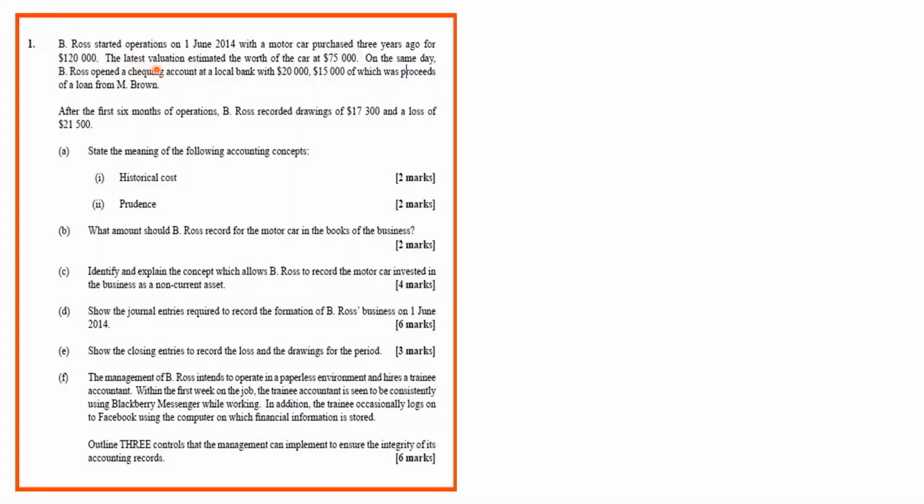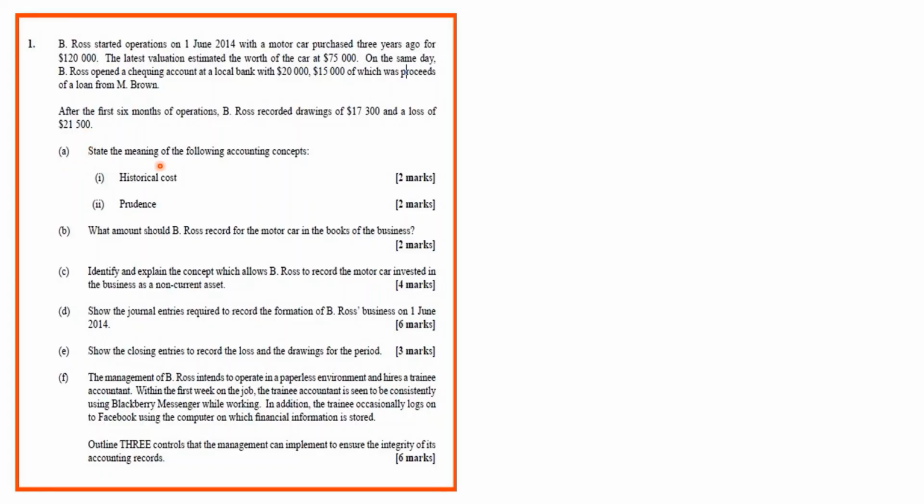B. Ross started operations on 1st of June 2014 with a motor car purchased 3 years ago for 120,000. The latest valuation estimated the worth of the car at 75,000. On the same day, B. Ross opened a checking account at a local bank for 20,000, 15,000 of which were proceeds of a loan from M. Brown. After the first 6 months of operations, B. Ross recorded drawings of 17,300 and a loss of 21,500.